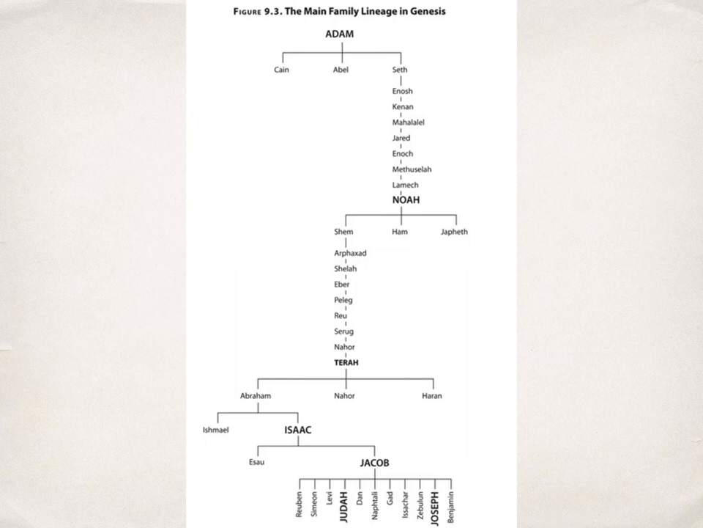And look here: from Noah, who is one among those descendants of Seth, we have the line of Shem that goes all the way to Terah, the father of Abraham. And from Abraham, the line goes all the way to Jacob and the 12 patriarchs.